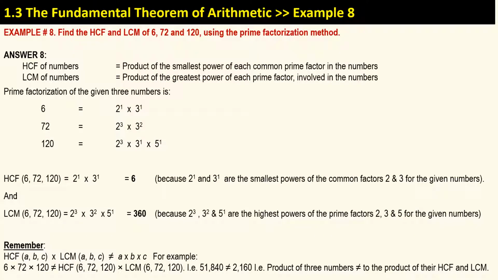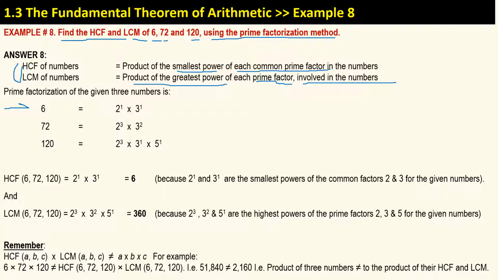Let's take example number 8 now. We have to find the HCF and LCM of 6, 72, 120 using the prime factorization method. And let's recall the definitions of HCF and LCM. HCF is the product of the smallest power of each common prime factor in the numbers, and the LCM is the product of the greatest power of each prime factor involved in the numbers.